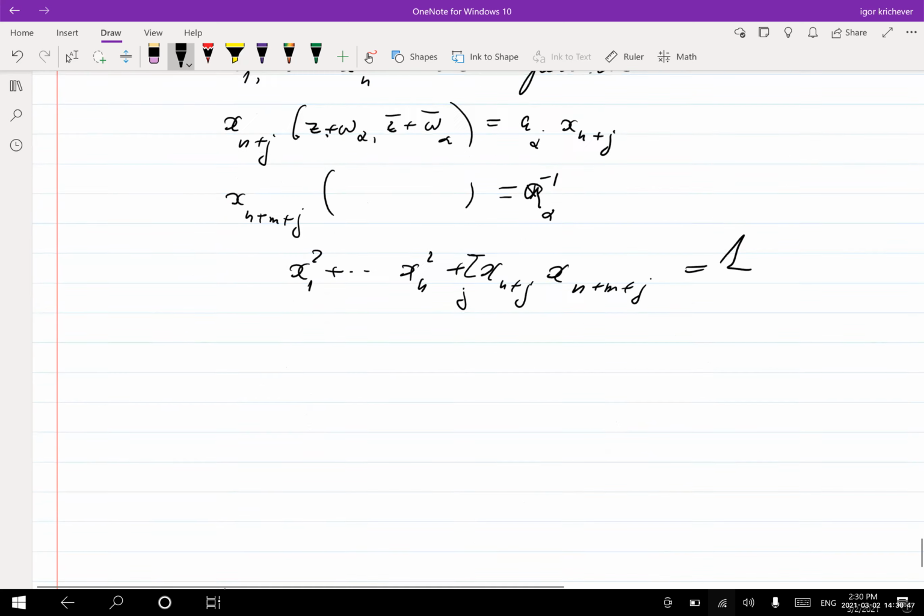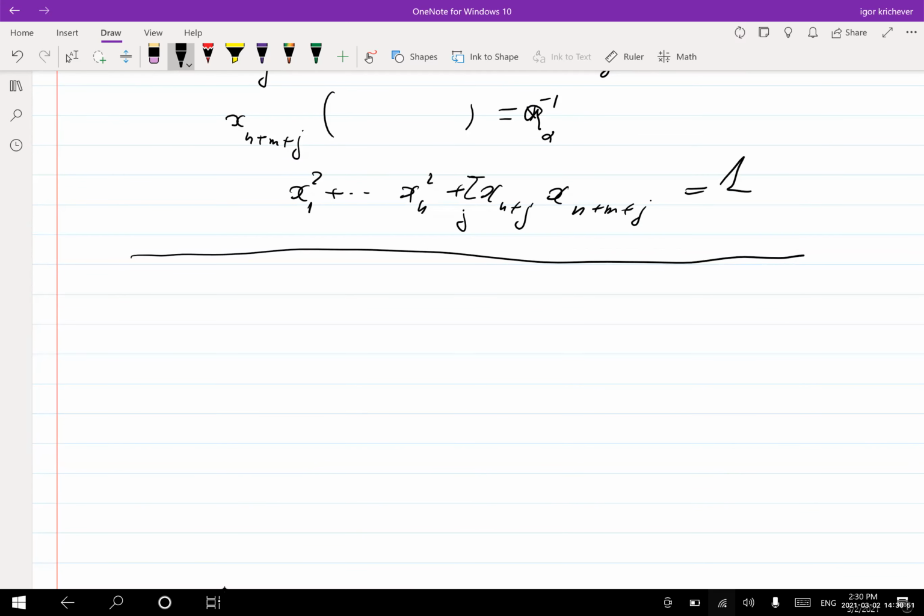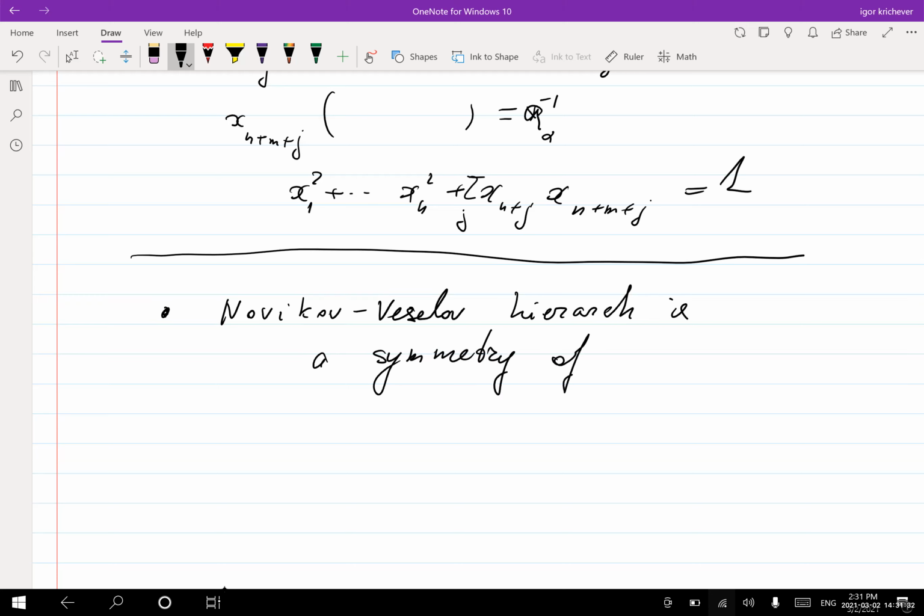What I was planning to complete today, I haven't come even to the beginning of saying about conformal maps. So the most recent result, proved just maybe a week ago with Nikita: there is a certain symmetry of the Schrödinger equation, the Novikov-Veselov hierarchy, which is a symmetry of the O(n) model. So we found an infinite number of commuting flows acting on the solutions of the O(n) model.